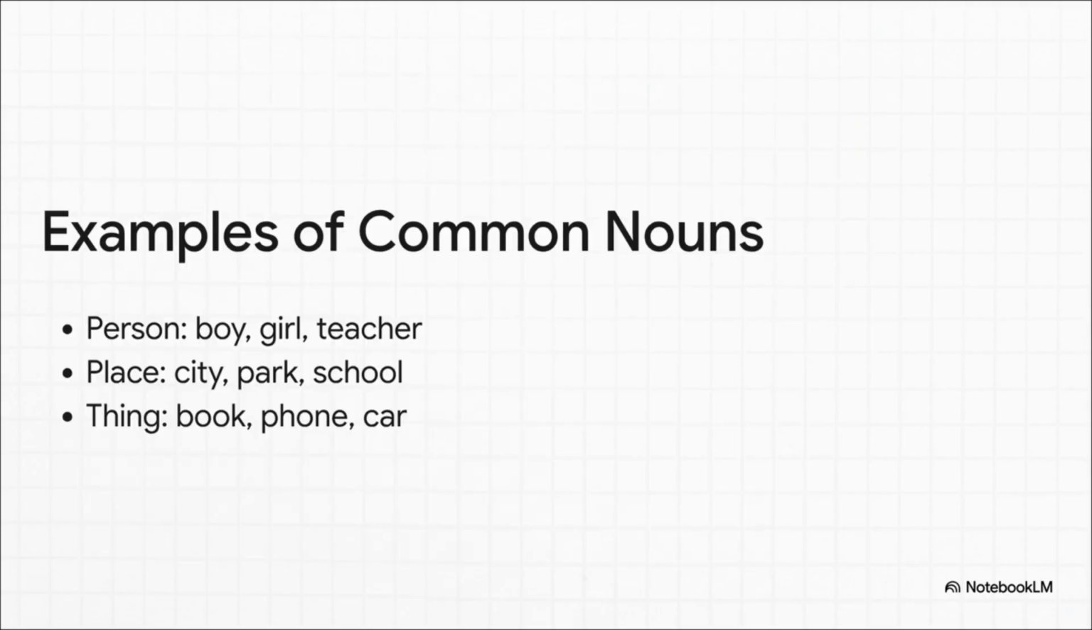Let's look at some examples. When I say boy, I'm not talking about a specific boy, right? It could be any boy. Same with city. Could be any city on the entire planet. Or car. I'm just talking about the concept of a car, not that specific one you've got parked outside. See? They're all just general categories.